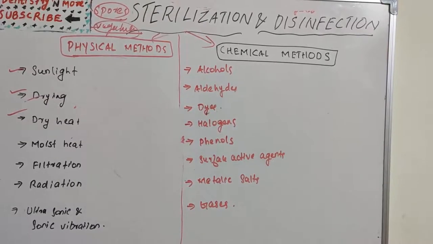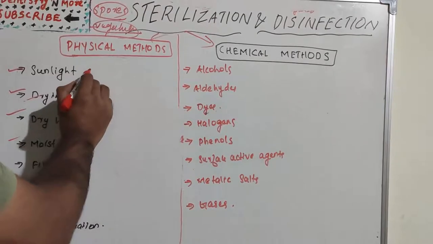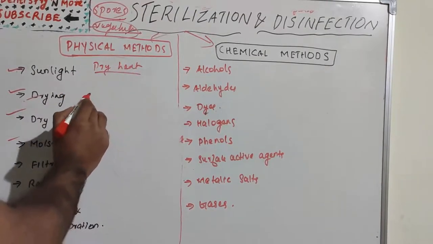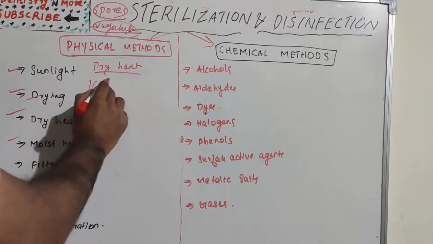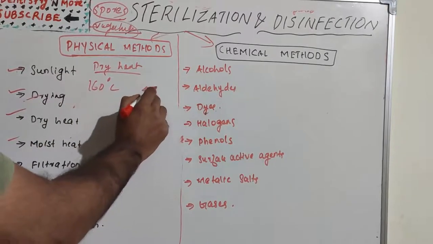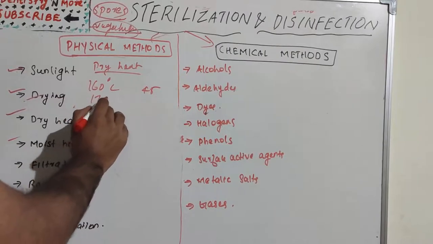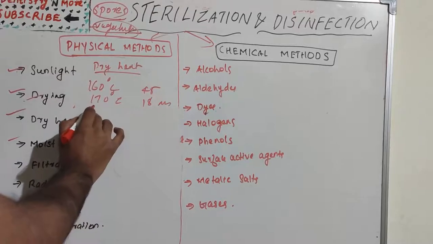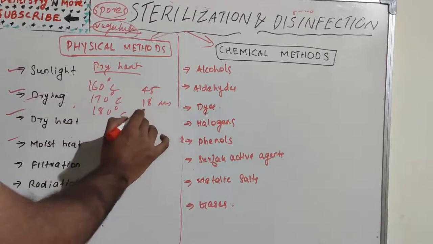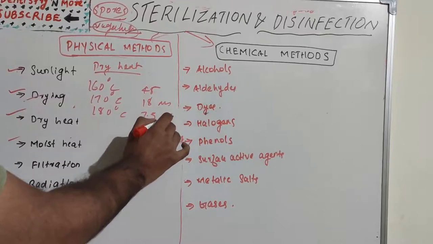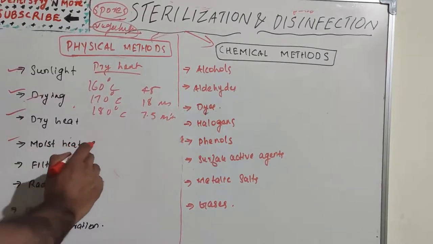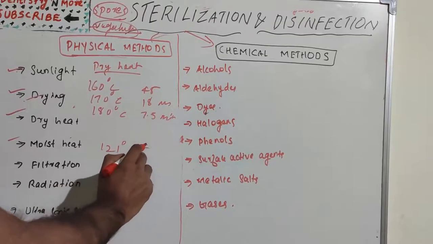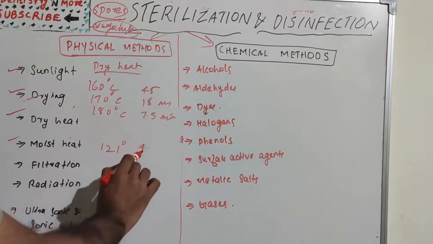So we can compare dry heat and moist heat. If it is dry heat at 160 degrees Celsius, we need 45 minutes. At 170 degrees Celsius, we need 18 minutes. And at 180 degrees Celsius, we need 7.5 minutes. Whereas in moist heat, that is autoclave, at 121 we need just 15 minutes.